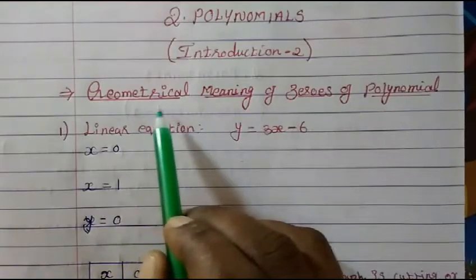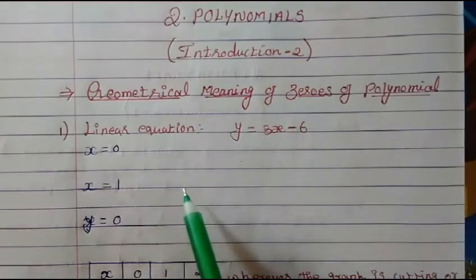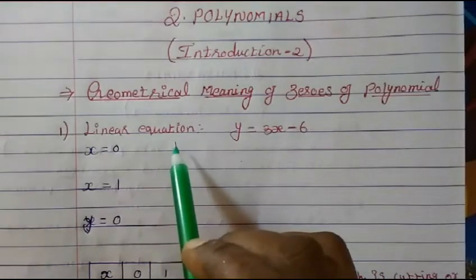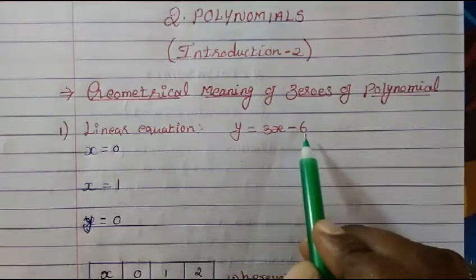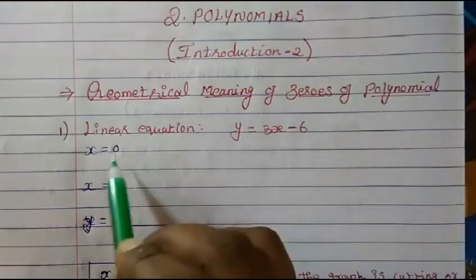So what is the meaning of geometrical meaning of zeros of polynomial? Let's see as we go through each type of polynomial. First we begin with linear equation. The linear equation given to us here is y equal to 3x minus 6. Now either you can take the x value or the y value. You can give any value.